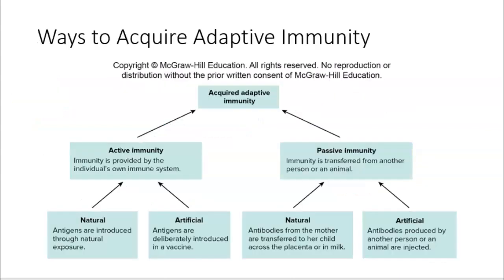Now, in the last little bit here, we're going to talk about ways that we acquire adaptive immunity. So we know adaptive immunity is acquired over time. We can get adaptive immunity either by active means or by passive means. In active immunity, you produce your immunity by your own immune system. In passive immunity, you are going to receive immunity from someone else. I always like to make this example that, in active immunity, your immune system's doing the work. In passive immunity, someone else is doing the work of becoming immune and just transferring it to you.